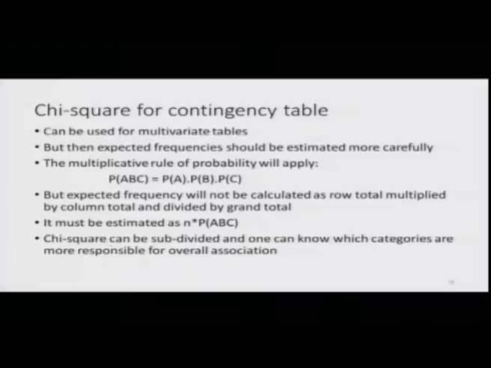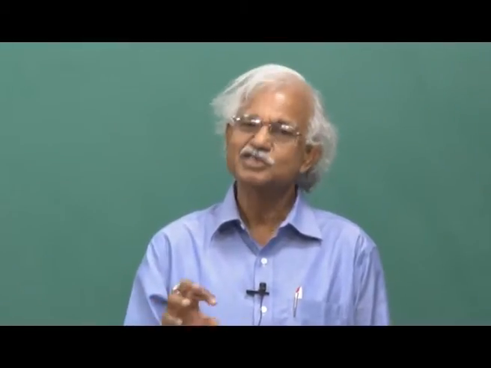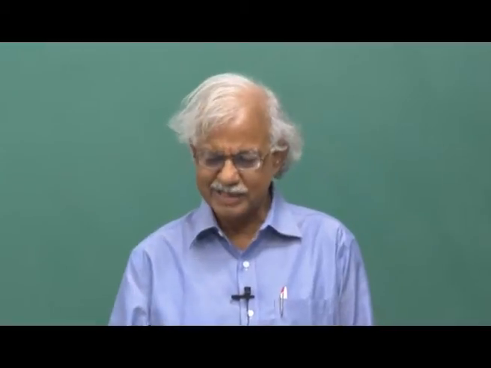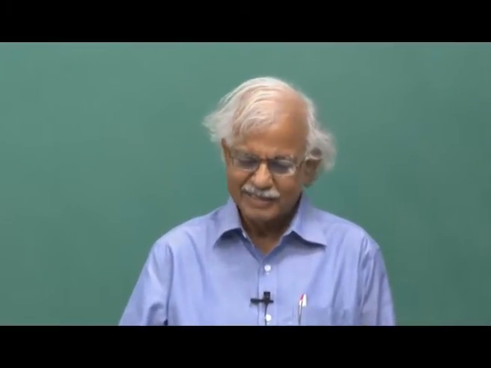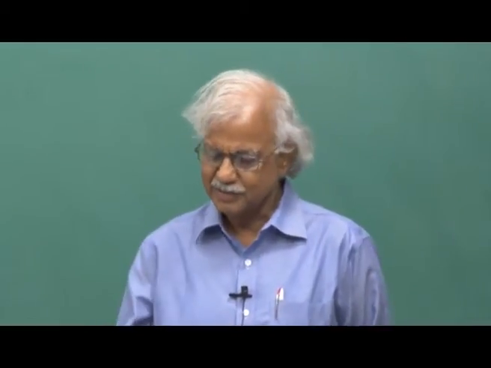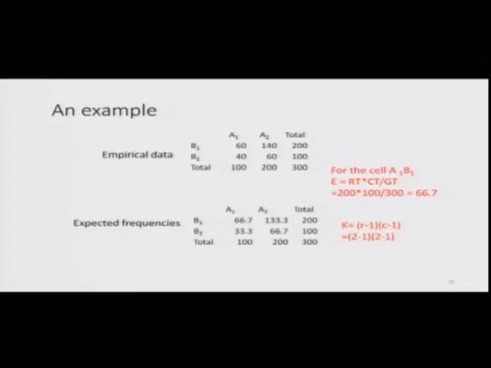In Sidney Siegel's book, it has been shown that chi-square can be subdivided, and one can know from which categories of A, B, C or from which categories of A and B greater contribution to chi-square comes. It is not necessary that dependence of A and B are spread over all the categories of A and B. Maybe there are some categories from which more significant contribution to overall chi-square comes, and that can be done. Chi-square can be subdivided according to degrees of freedom, and you can know from which specific categories of A and B a significant contribution to chi-square comes. Here is again an example of use of chi-square.